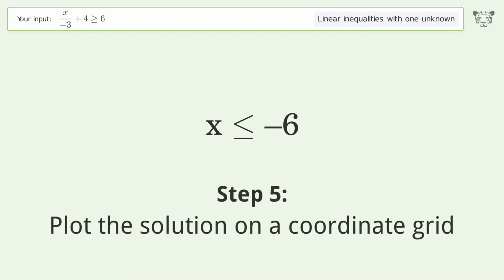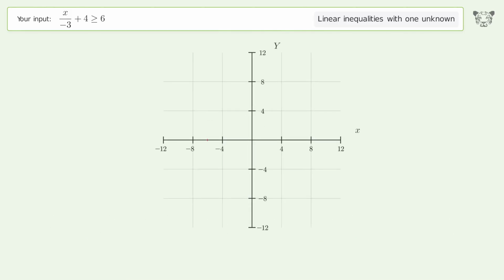Plot the solution on a coordinate grid. And so the final result is x equal or smaller than -6.